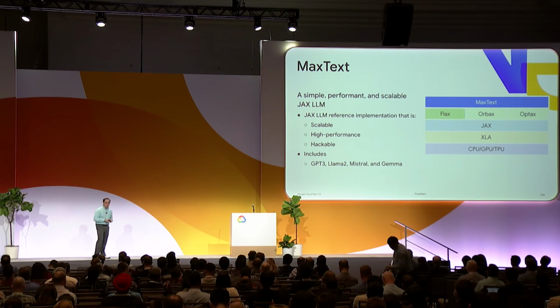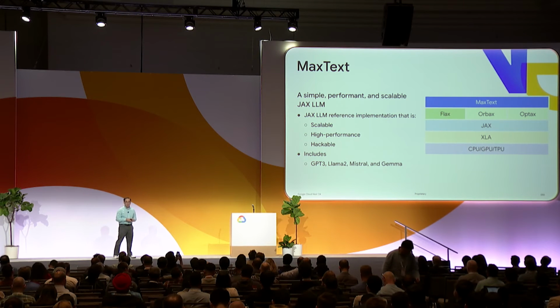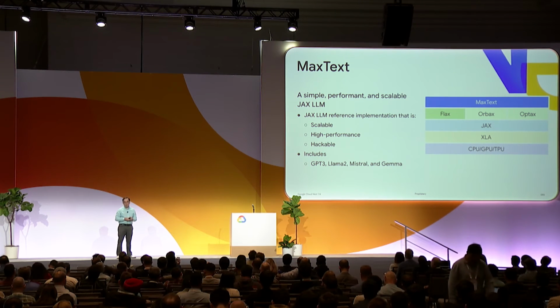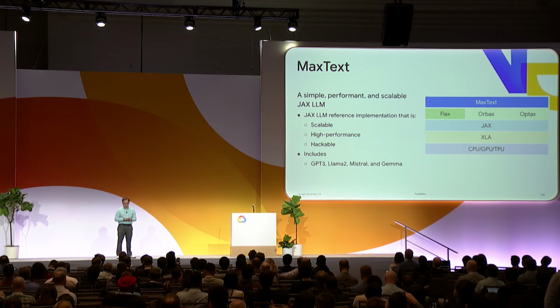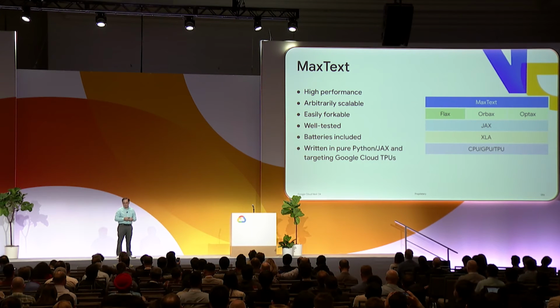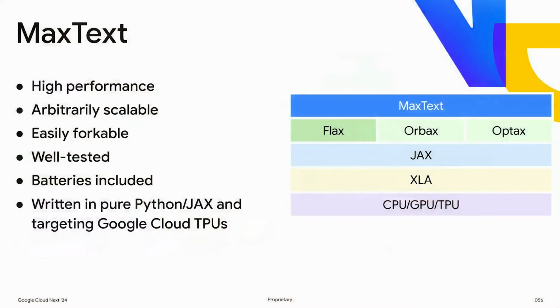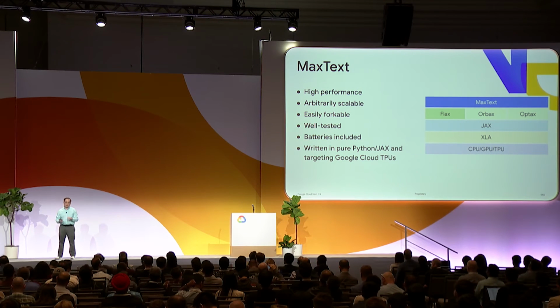It also includes implementations for a bunch of other models, including GPT-3, Llama 2, Mistral, and Gemma. It's high performance. It scales really well. You remember that 50,000 TPU thing that we looked at? That was done using MaxText. Easily forkable, batteries included, written in pure Python. So even though it's very efficient, still in pure Python.